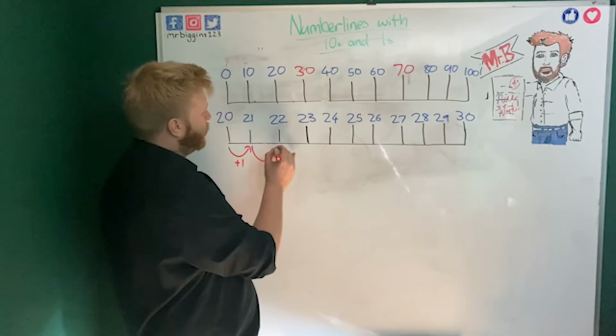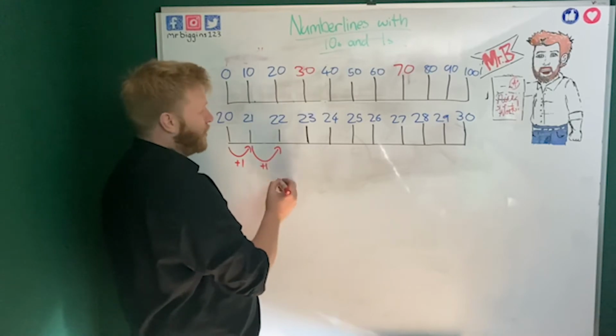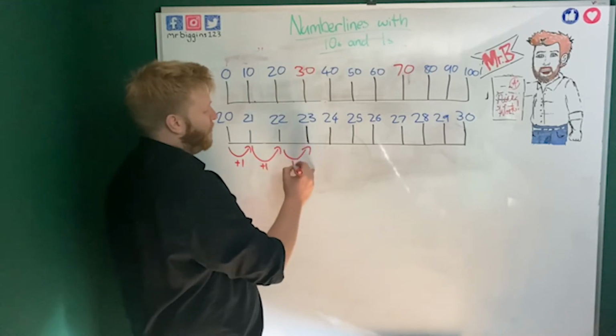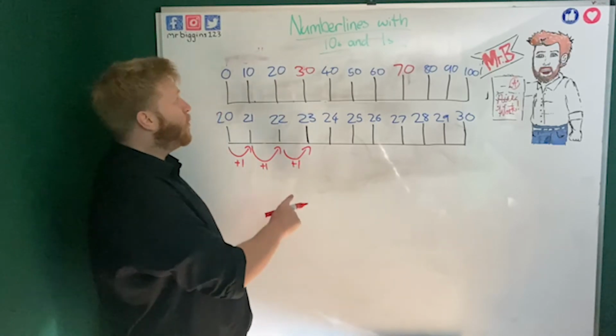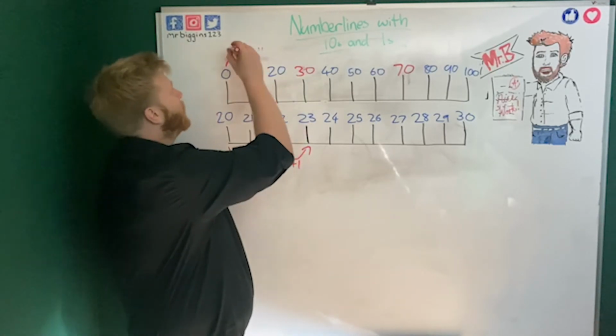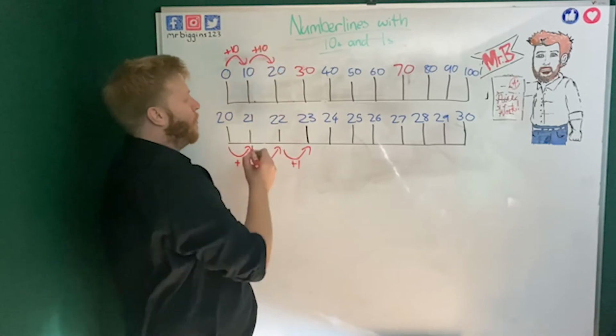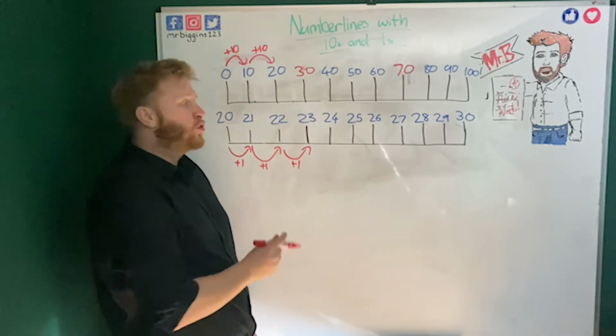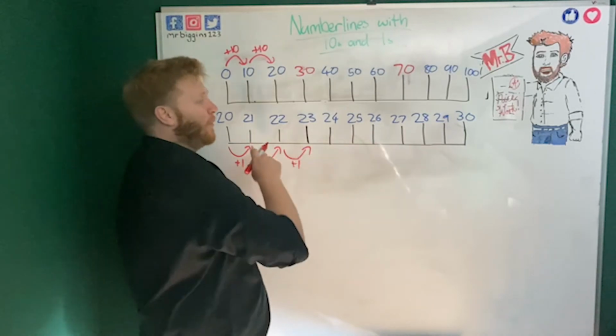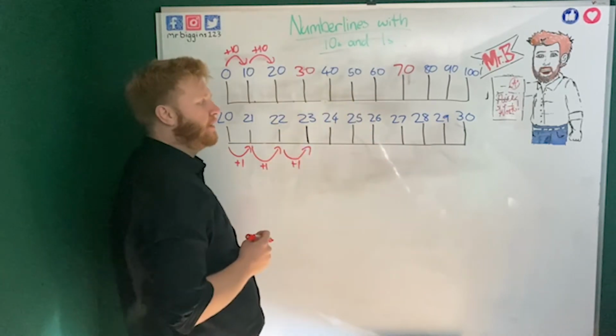21, 22. I've added another one. 23. I've added another one. So this one's actually going up in ones, where this one's going up in tens every time. This one is going up in ones. So we can use the same number line with 10 gaps to show different things.